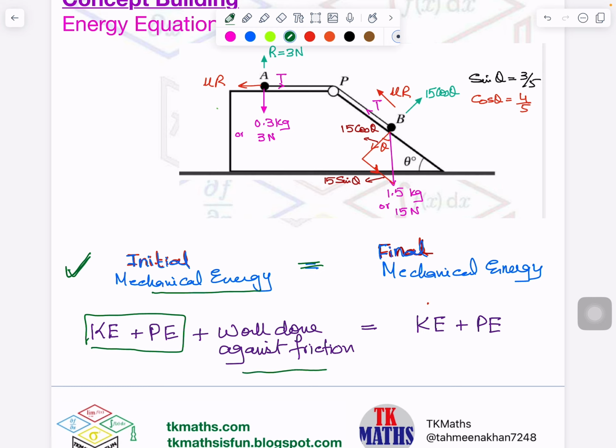What I have written here, because in this case, kinetic energy initially and kinetic energy finally are not equal to each other, there is some work done on the way. And what was that? Work done against friction. So from the initial kinetic energy, some of the energy is transferred here, and then I will reach the final kinetic and potential energy. So this is the basic energy equation. Now I will start substituting values in it.